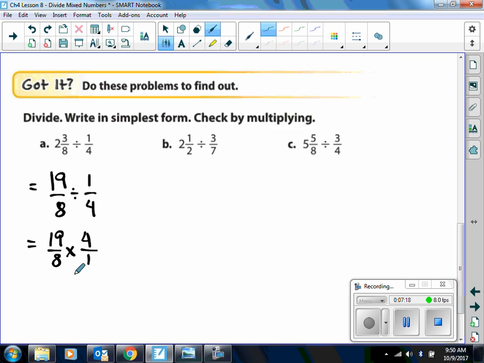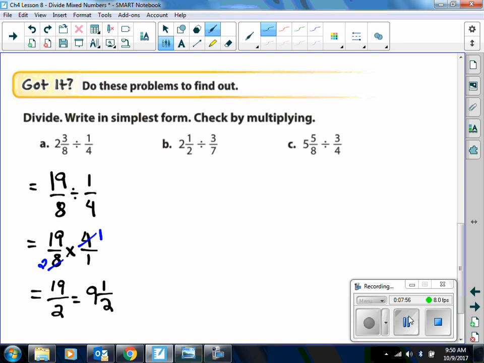Okay? And now we can simplify before we multiply. So 4 divided by 4 is 1. 8 divided by 4 is 2. And now we can multiply straight across. So 19 times 1 is 19. 2 times 1 is 2. And now we're changing this improper fraction back to a mixed number. So 2 goes into 19 9 times with how many left over? 1, and the denominator stays the same.